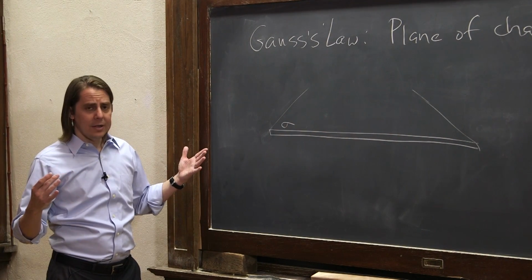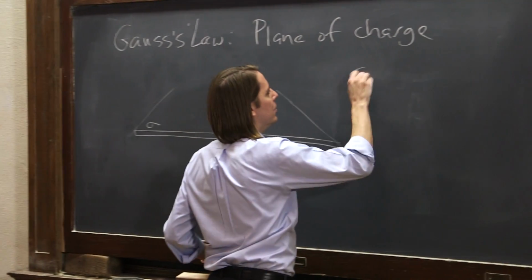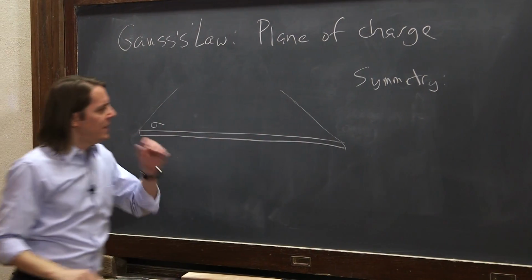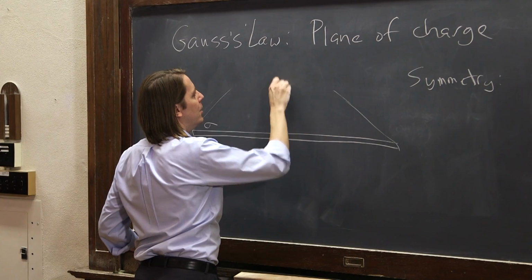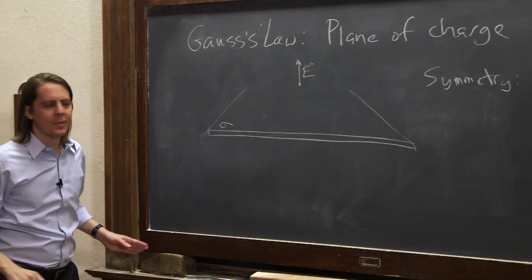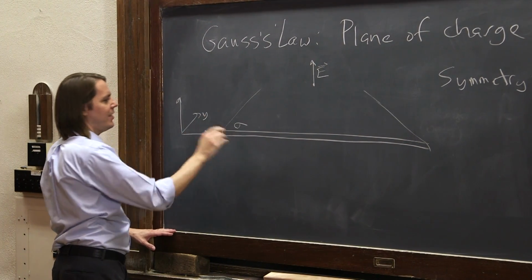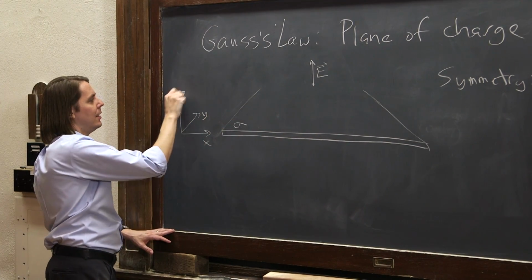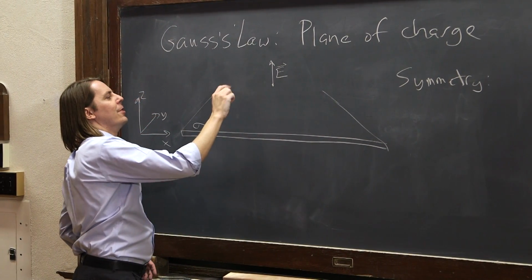And in a Gauss's law problem, first thing we always ask is, what does the symmetry tell us? So in this case, when you have a plane of charge, the symmetry is actually telling you that the E field points normal to the plane. So if I were to put a coordinate system like this, where I have x and y like that, the plane of charge is in the xy plane, then the E field is going to point in z.